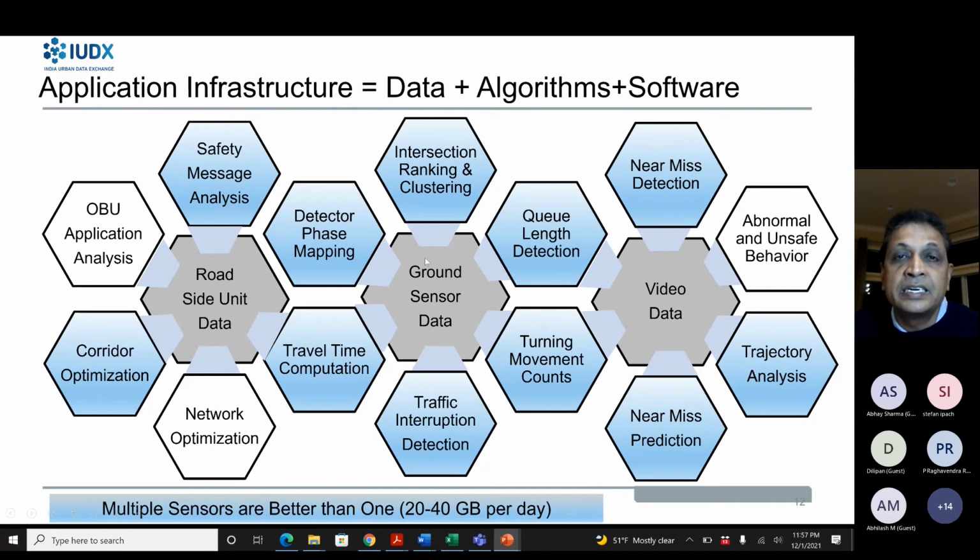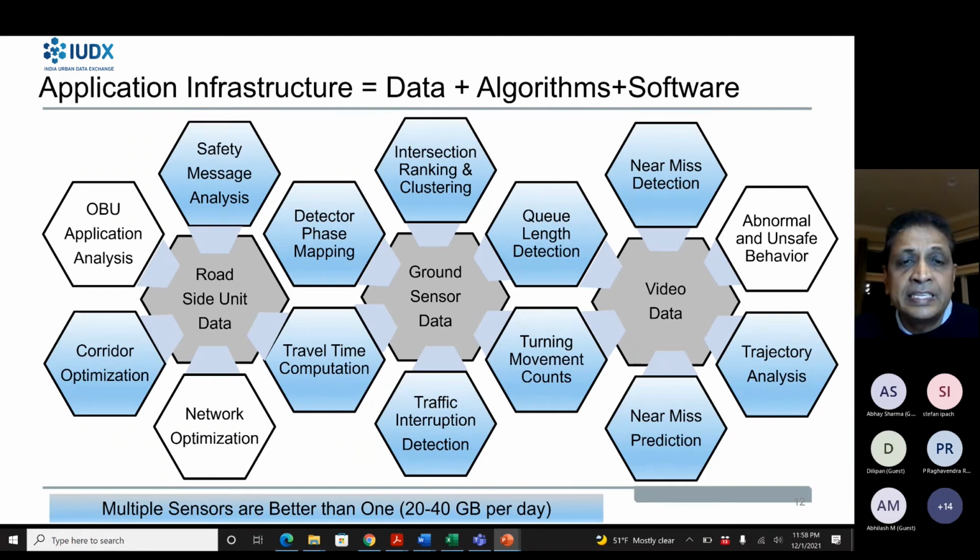Similarly, we use the ground sensor data for figuring out how bad the intersection is in terms of congestion, and if the data coming in suddenly goes down, we can detect traffic interruptions. We use it for computing travel times. And this is the part which you were asking for: how do you figure out the arm? We can look at this data and look at the patterns and automatically figure out whether it belongs to arm 1 or arm 2 or arm 3 or arm 4.